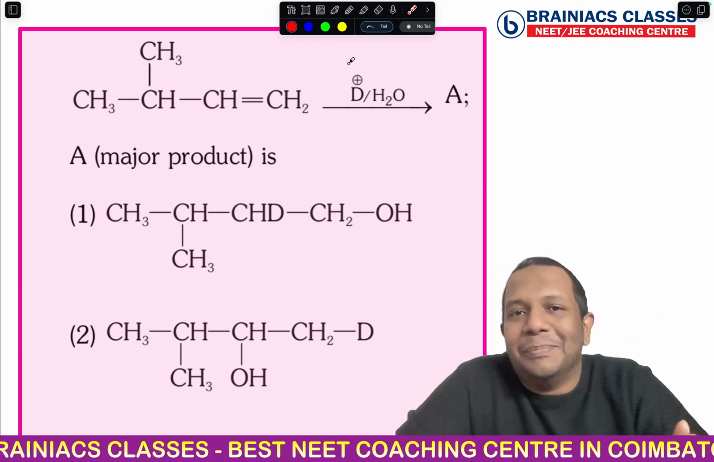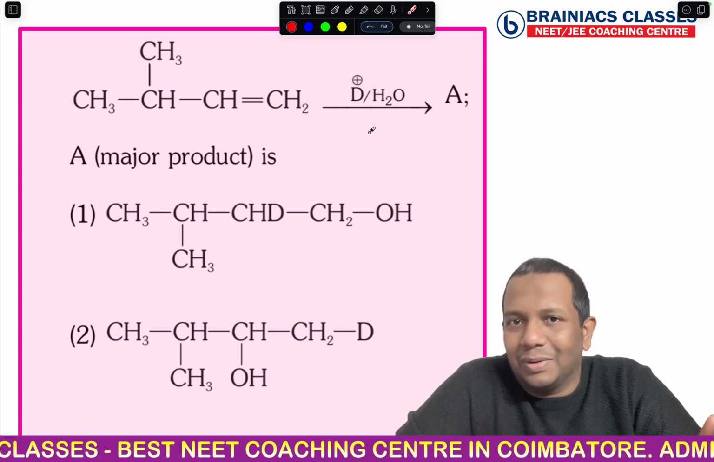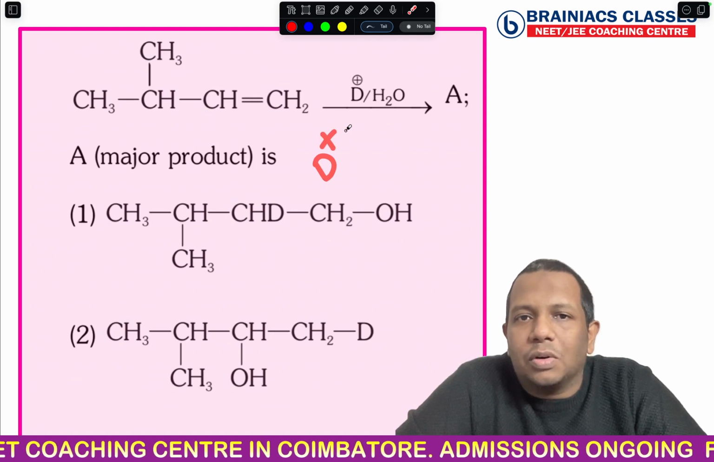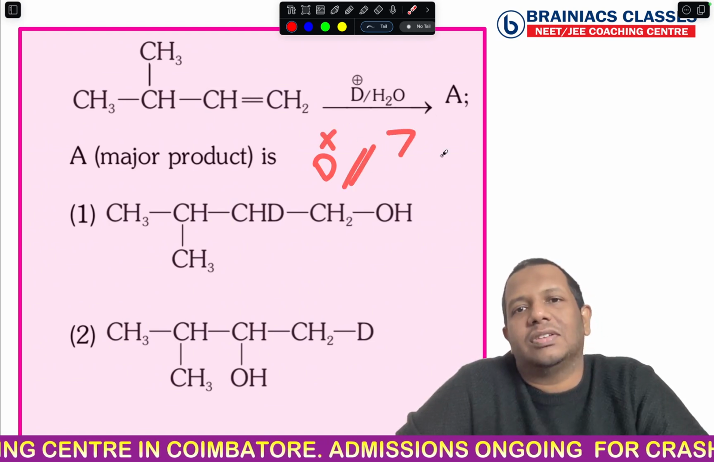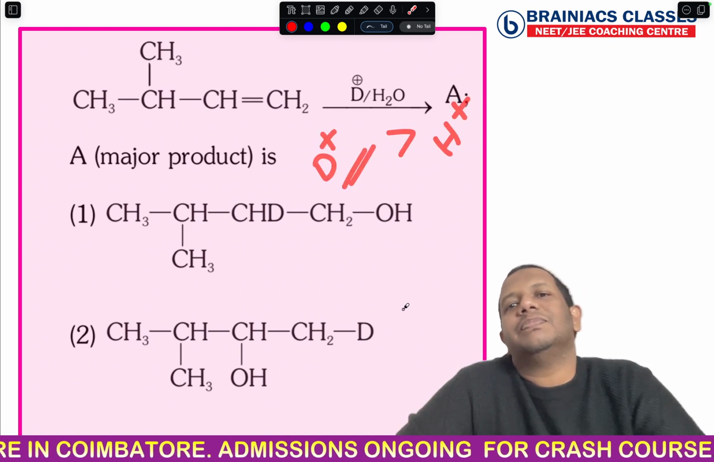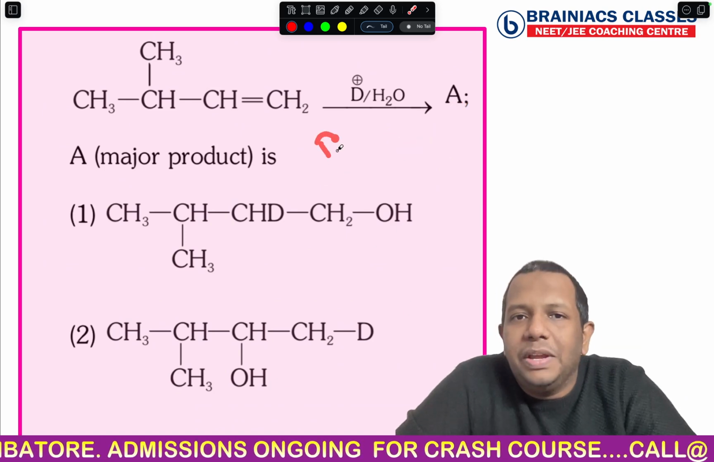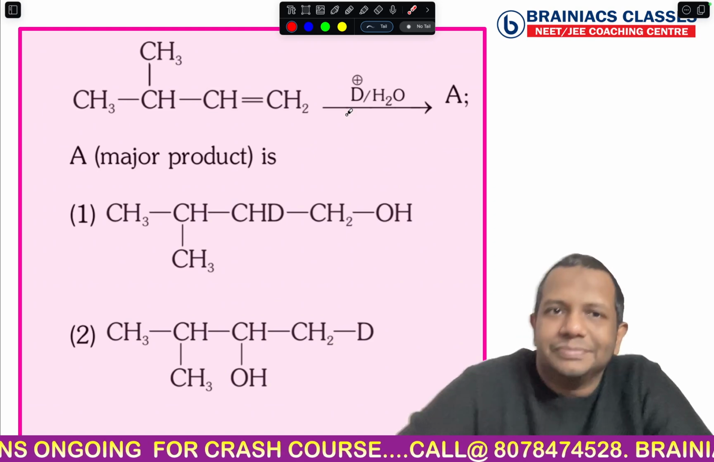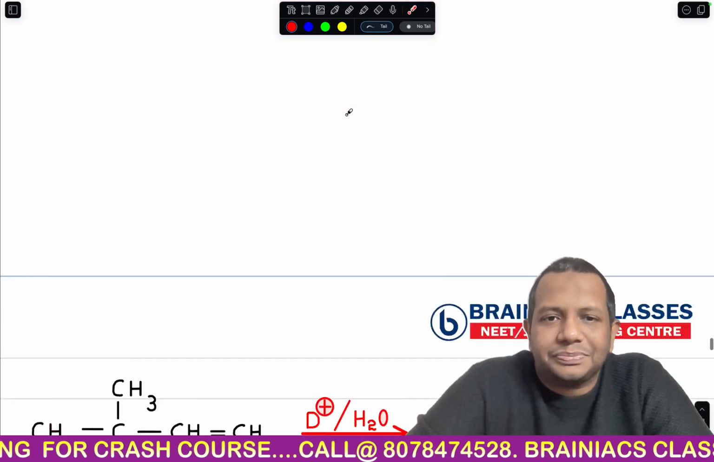So please understand the medium is made up of D plus. Okay, and only one water molecule is there. So I can easily say the D plus concentration in the medium dominates over the H plus concentration. So surely the electrophile would be D plus here. This is the most important thing to remember. Okay, now try to do this question.